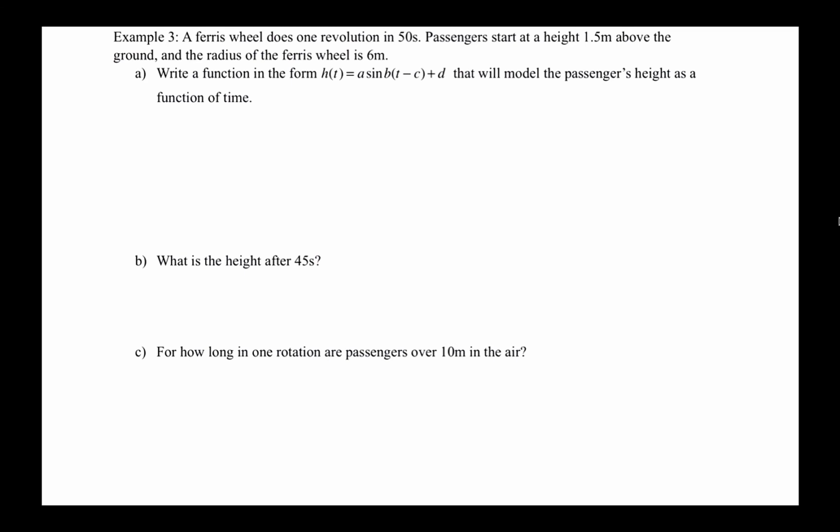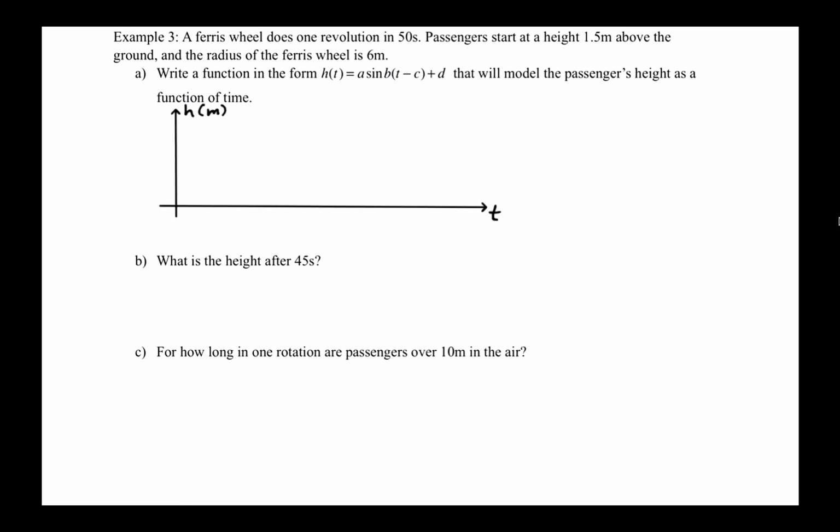So here is a very typical pre-calculus 12 trig application question. It's the Ferris wheel question. Here we've got a Ferris wheel that does 1 revolution in 50 seconds. Passengers start at a height 1.5 meters above the ground, and the radius of the Ferris wheel is 6 meters. We want to write a function in the form h of t equals a sine b times (t minus c) plus d that will model the passenger's height as a function of time.